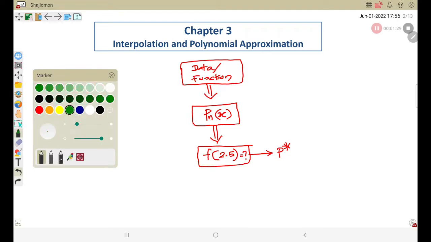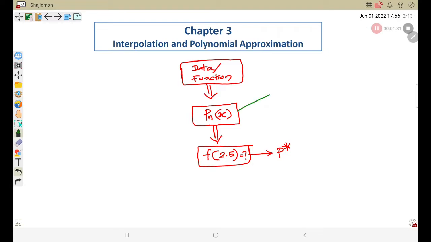So for finding the polynomial Pn of x, we are studying three methods in this chapter. One is the Taylor's polynomial that we discussed in the 3.1 section. Lagrange polynomial we discussed in 3.2 section. Now we are going to discuss divided difference polynomial.